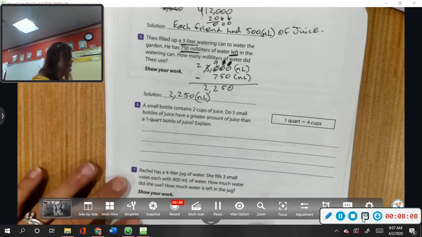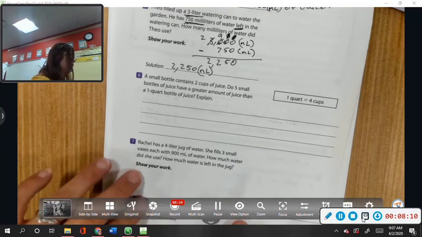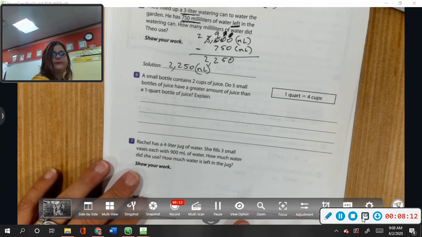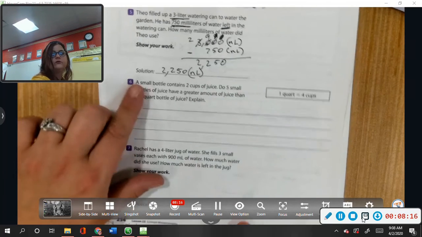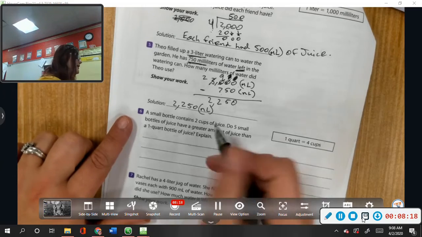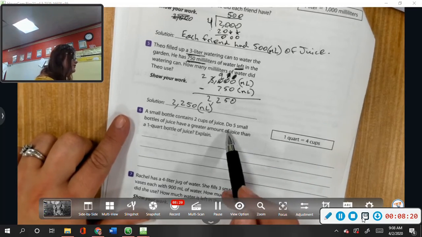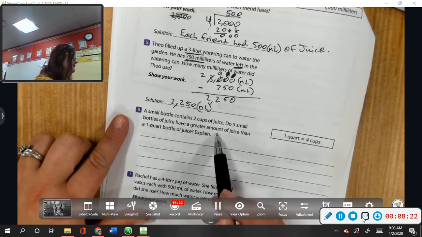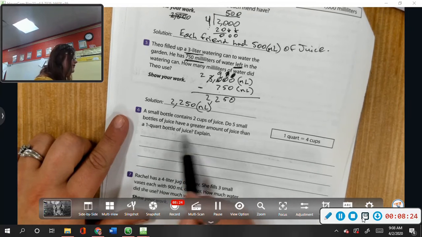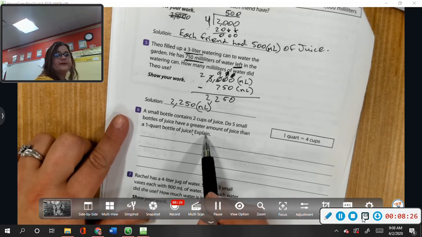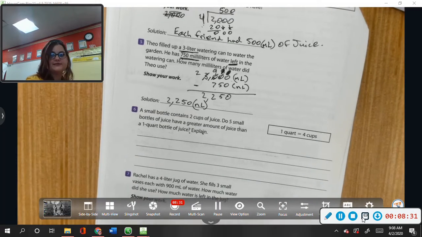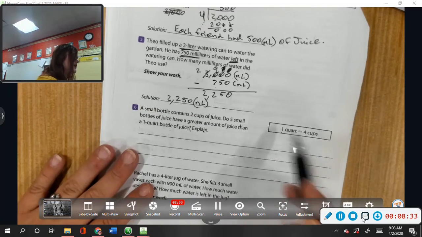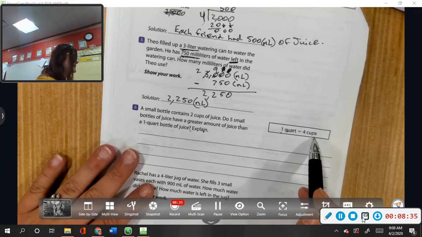Number 6. I always want to give you at least one left to do on your own, so let me pick. Which one do I want to do? We'll do this one. A small bottle contains 2 cups of juice. Do 5 small bottles of juice have a greater amount of juice than a 1-quart bottle of juice? Explain. So we're talking about quarts and cups, so this is U.S. customary. They give us our key, 1 quart equals 4 cups.